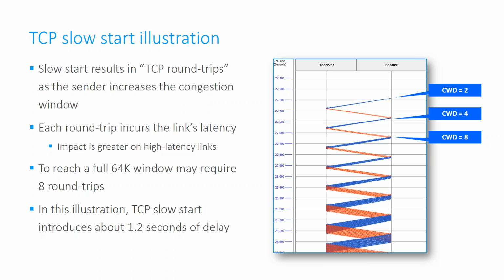Low latency links, this isn't a significant issue. So to get to that 64K window, I might need 8 round trips or so. If my scaling goes beyond 64K, I'll need more round trips. And in the illustration here, the penalty to the user was a little over a second.